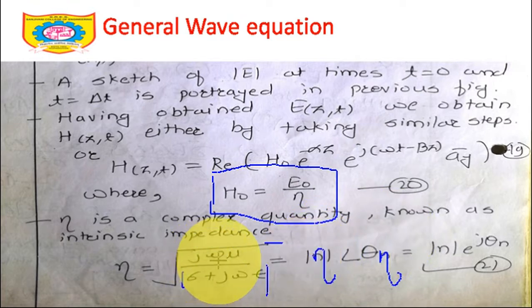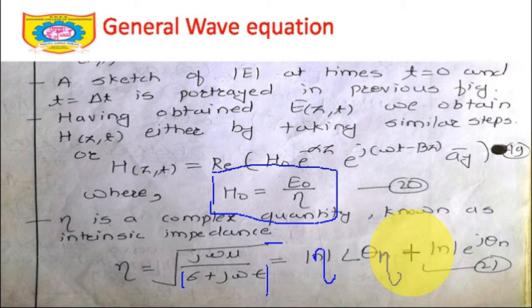If sigma is equal to 0, then j omega gets cancelled, and we will get the intrinsic impedance of free space, which we will talk about. But right now these are the expressions, so you need to remember certain expressions: the equation for alpha, the equation for beta, the equation for gamma, gamma equal to alpha plus j beta, and the equation for intrinsic impedance, eta is equal to under root of j omega mu divided by sigma plus j omega epsilon.